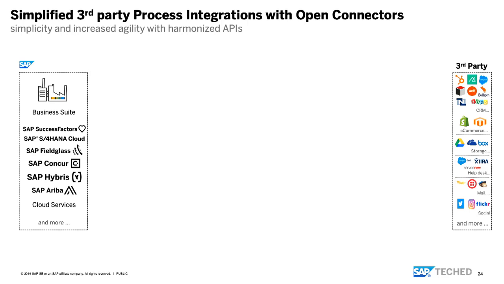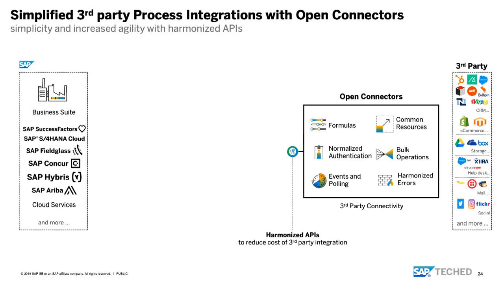We have a CRM hub, an e-commerce hub, a storage hub, a help desk hub, and all these hubs have harmonized APIs. So we try to build one CRM API. You just integrate into that API, and then we are able to do the mapping into multiple CRM systems. Open Connectors is our solution, our service that allows you to do that.